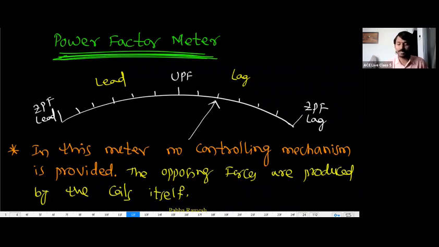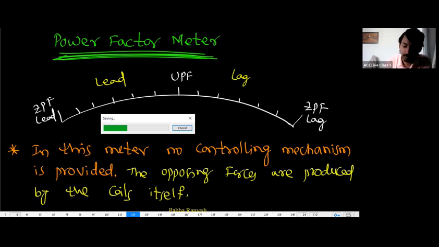My experiment is done, I switch off the supply, and it will stay. Suppose you connect some other load. According to that load, the pointer will move to either this side or this side. That type of arrangement will be there in the construction. No need to worry. It may be coming here, some 0.5 or 0.6 leading, etc. And if you switch off the supply, it will stay there only. That is the reason why it is called a no controlling mechanism, but the opposing forces are produced by the coils themselves. This is the complete discussion regarding the power factor meter.